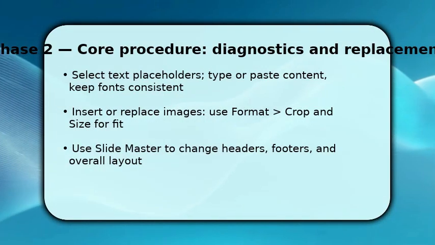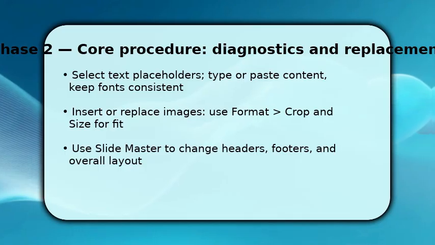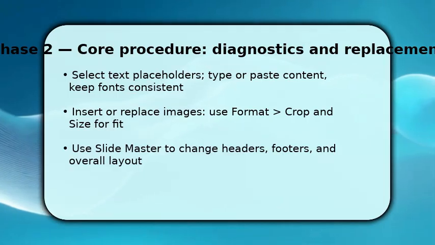You'll now edit the slide elements. Click a text box and type or paste your copy. Keep font sizes consistent and use styles for emphasis. For images, insert and then use crop, size, and position so visuals don't stretch. Hold Shift to constrain proportions.